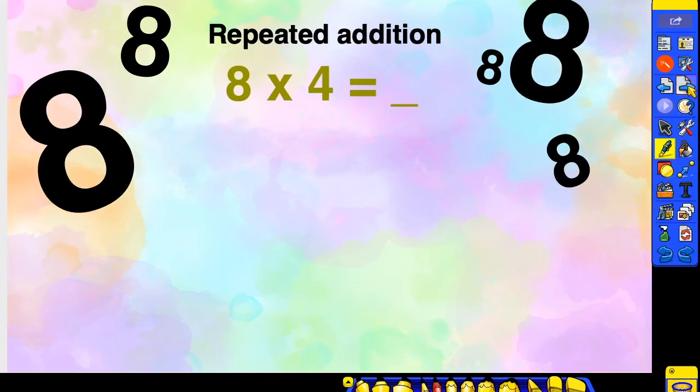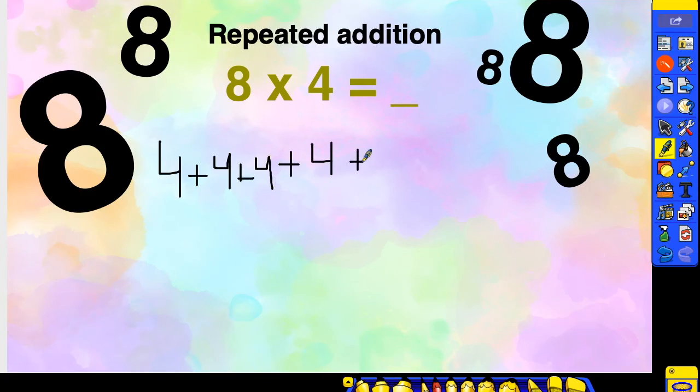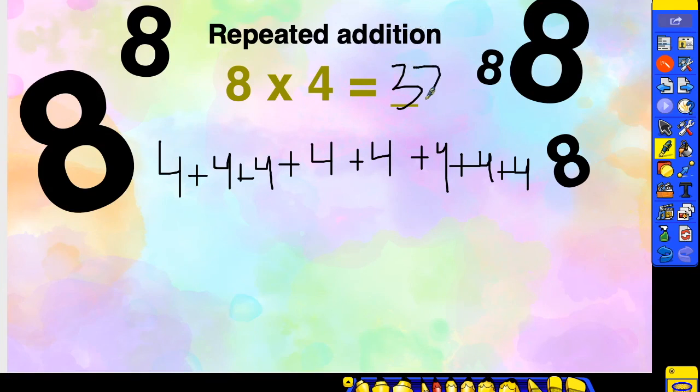And one last strategy is you can do repeated addition. So we have 8 times 4, or 8 groups of 4. So I'm actually going to count by 4 8 times. 4 plus 4 plus 4 plus 4 plus 4 plus 4. Let's check and see how many we have. 1, 2, 3, 4, 5, 6, 7, 8. So this is a strategy, and then when you add them all together, 8 times 4 is going to equal 32. When you add that 4 8 times, you're going to get 32.